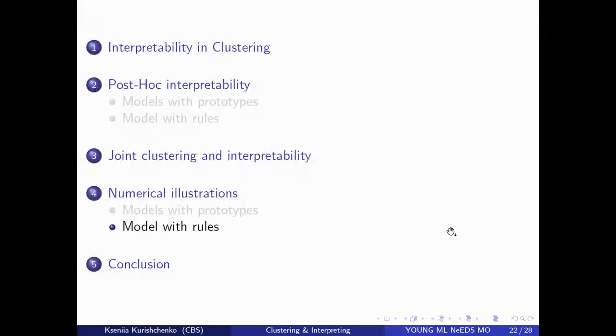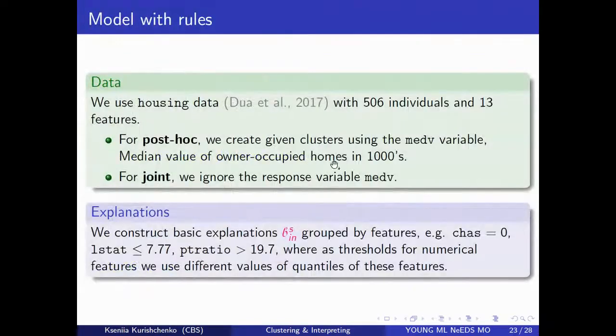Okay, so now I want to move to the model with rules. And as you remember, I told you this model can be considered for post-hoc interpretability and for joint interpretability. And we are using here Haugen data, which is used for regression. But we will ignore response variables when we do clustering. And when we need given clusters, we will use this variable to construct clusters by considering different quantiles of this response variable. And as basic explanations, we construct such rules as here, where each threshold for numerical variables is different values of quantiles for these features.